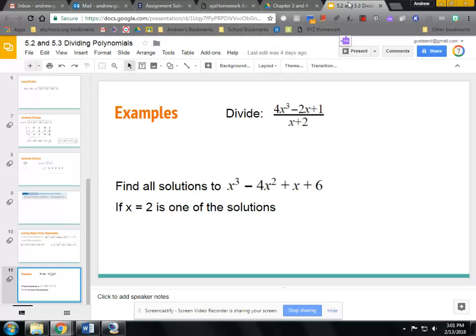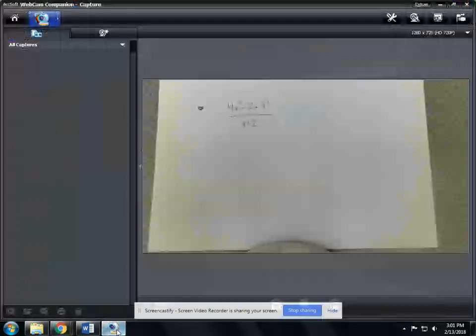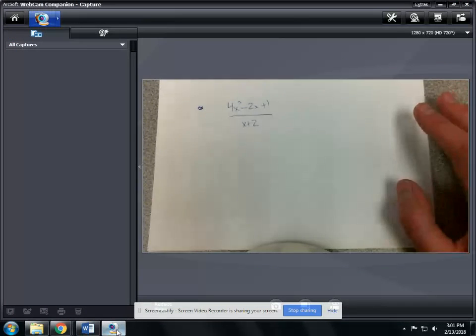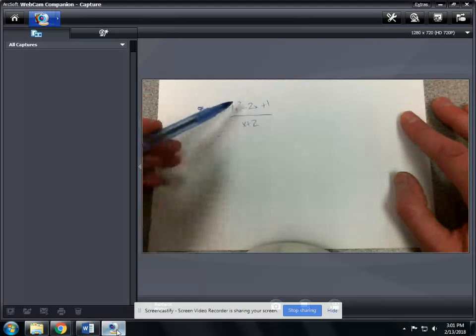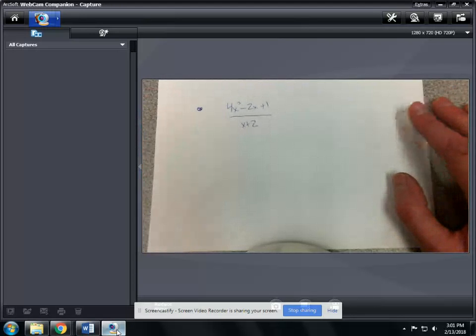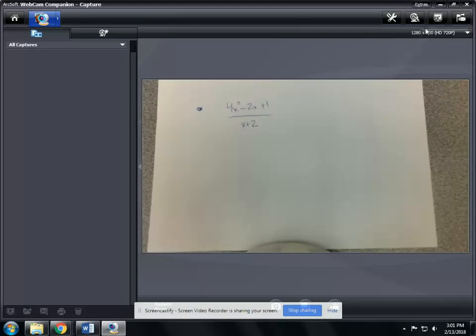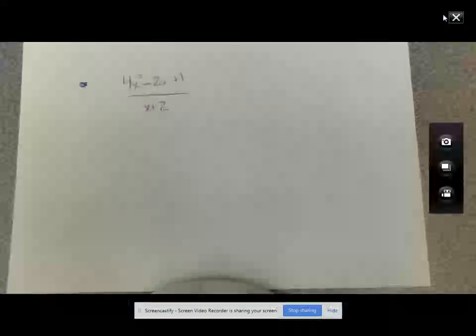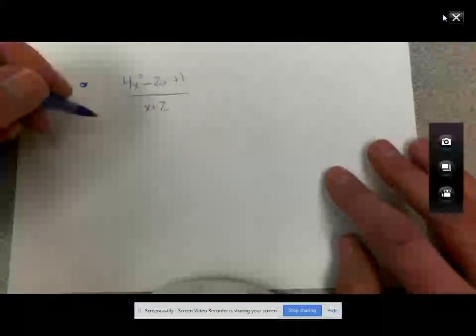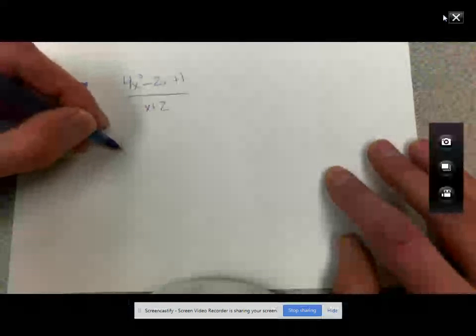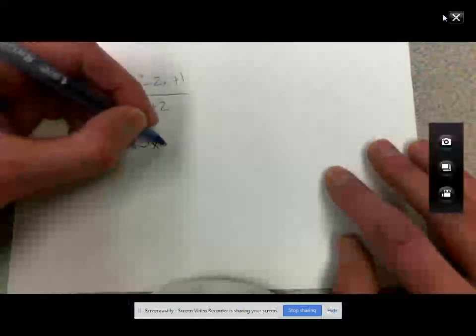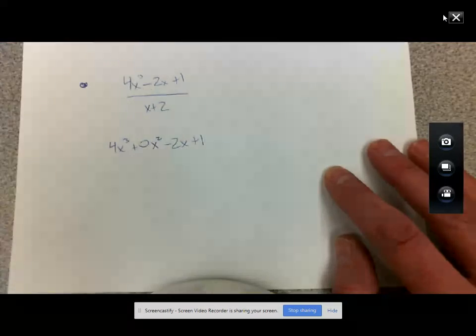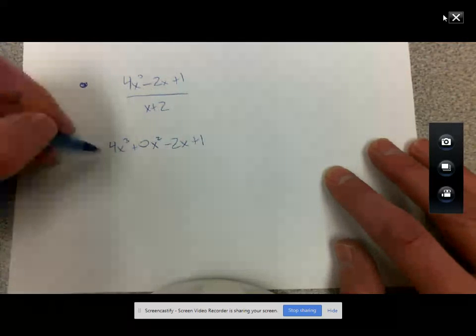One thing you have to be careful of, I'm going to move over to the document camera here. One thing to be careful of is that when you're dividing, either long division or synthetic division, of the descending order of the exponents, you have to include all of them. So here we have x to the third power and an x, but no x squared. So if we're going to do long division, we have to do 4x cubed plus 0x squared minus 2x plus 1. We need to include that 0.